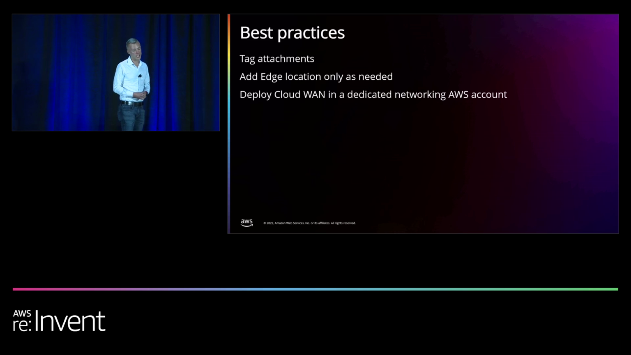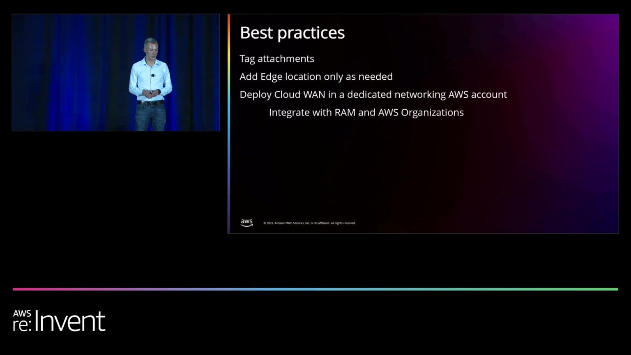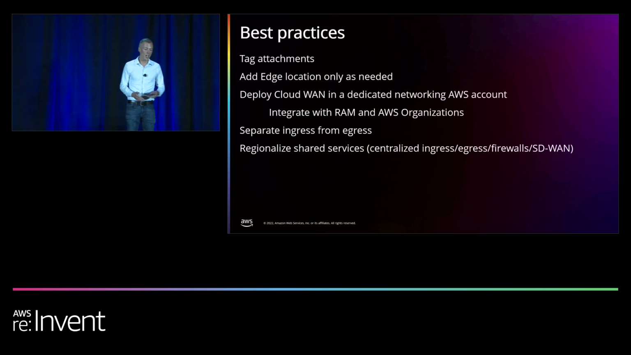Deploy Cloud WAN in a dedicated networking account, especially in large organizations. It might make sense to segment that out to give your network team access to just that component that they need access to. Integrate with RAM, Resource Access Manager, and AWS Organization so you can have governance and sharing at scale. Separate ingress from egress. This allows you to scale and build your ingress and egress patterns separately. General best practice. Regionalize your shared services. Make sure that you have these shared services in each and every region you want to operate in.